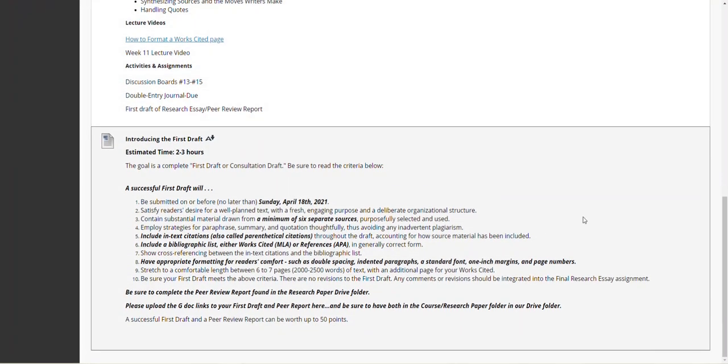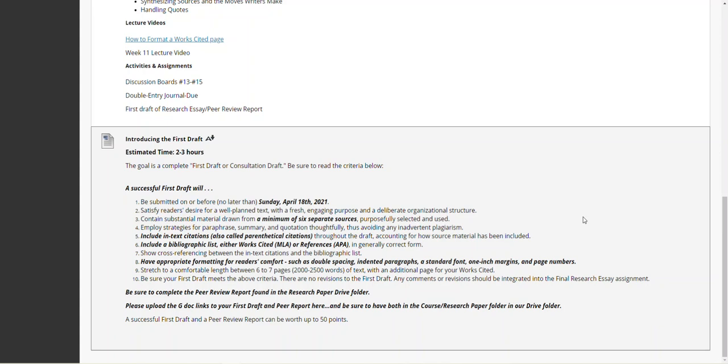So I want to touch on the first draft. It's coming up after we finish the double entry journal. Our focus is going to be putting together the draft of the research essay. So the first draft rules and criteria are as follows. It should be submitted on or before Sunday, April 18th. That way, there is time for me to review your draft and start the peer review process, and I want to make sure that everybody is well aware that timely posting of the first draft is critical to getting feedback on your topic and on your essay.